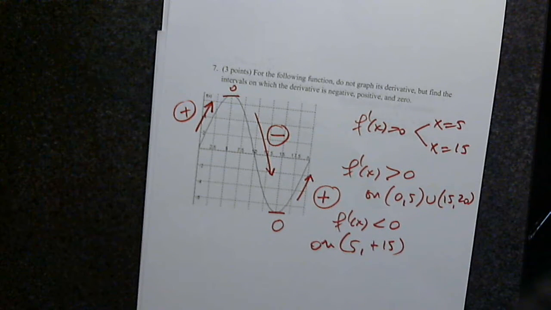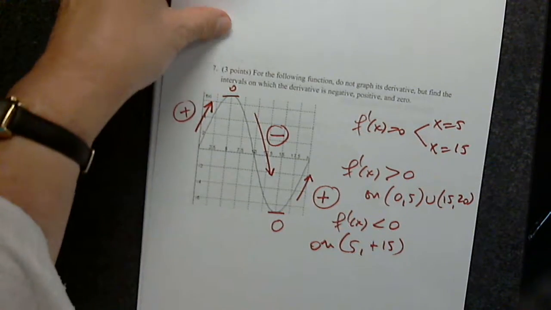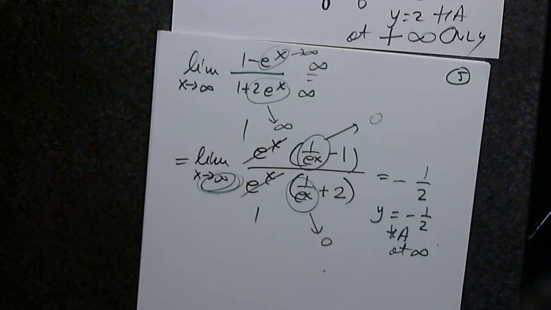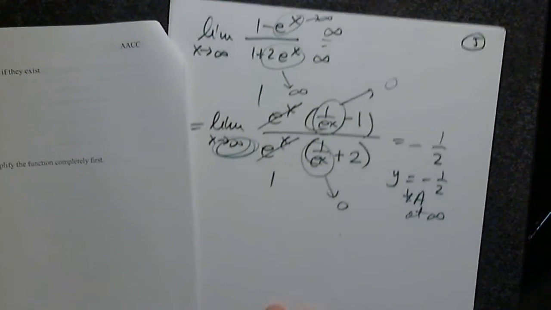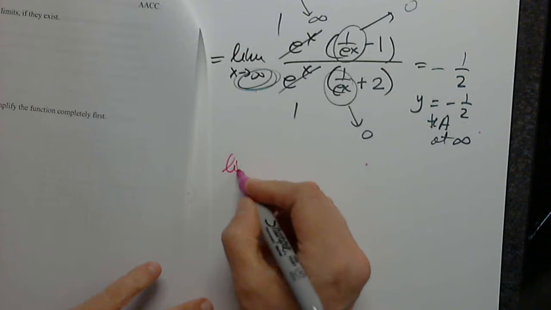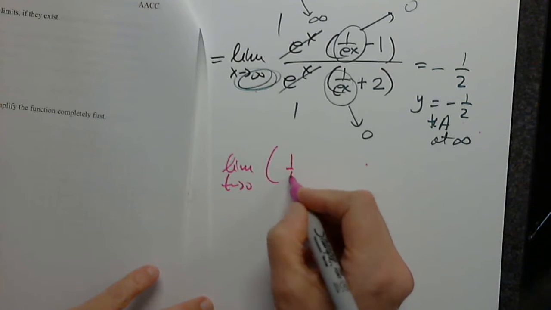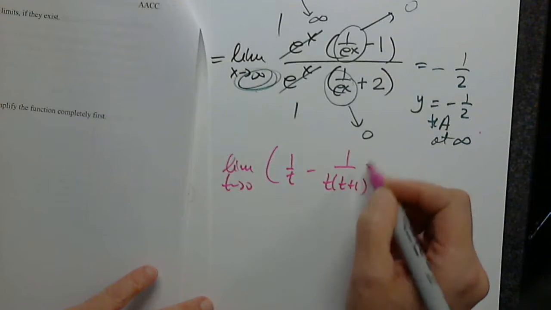Any questions on this problem? Okay. What else would you like to go back to? Five part D, yes, very good. So in 5 part D, we have the limit as t approaches 0 of 1 over t minus 1 over t times t plus 1.